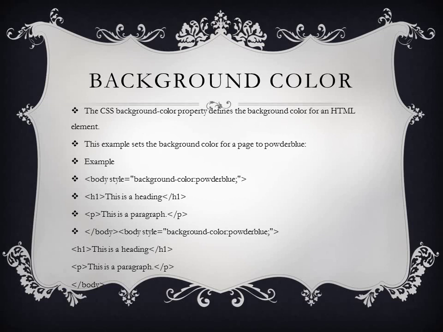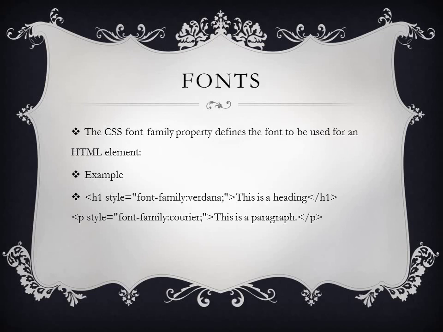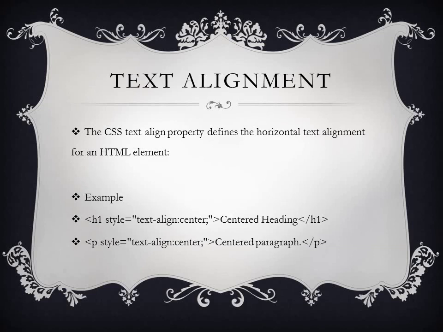The CSS background-color property defines the background color for an HTML element. This example sets the background color for a page to powder blue. The CSS color property defines the text color for an HTML element. An example is given below. The CSS font-family property defines the font to be used for an HTML element. The CSS text-align property defines the horizontal text alignment for an HTML element.